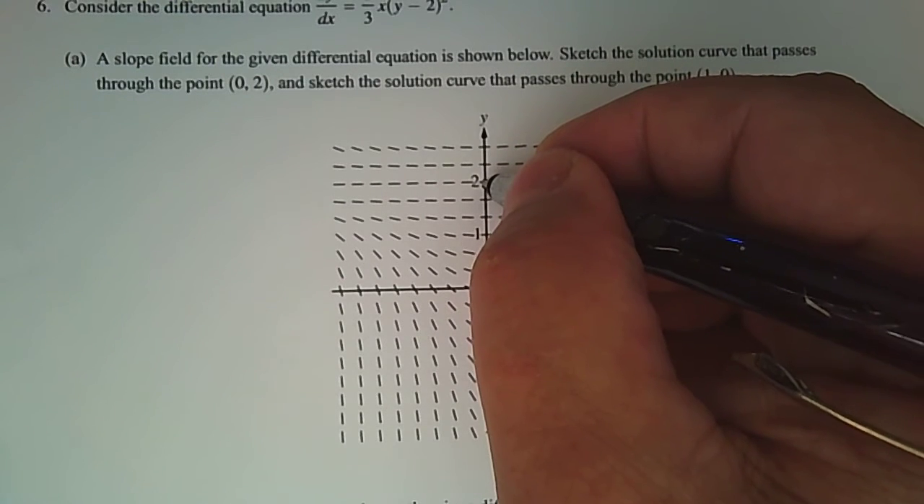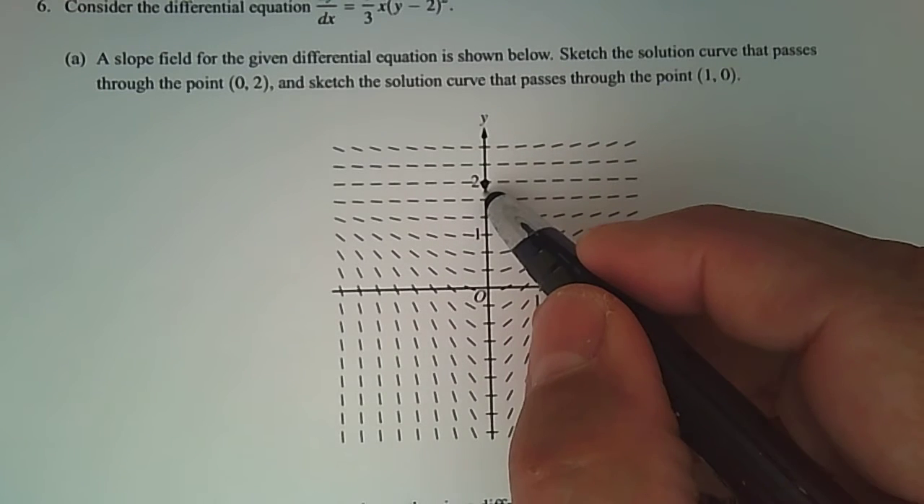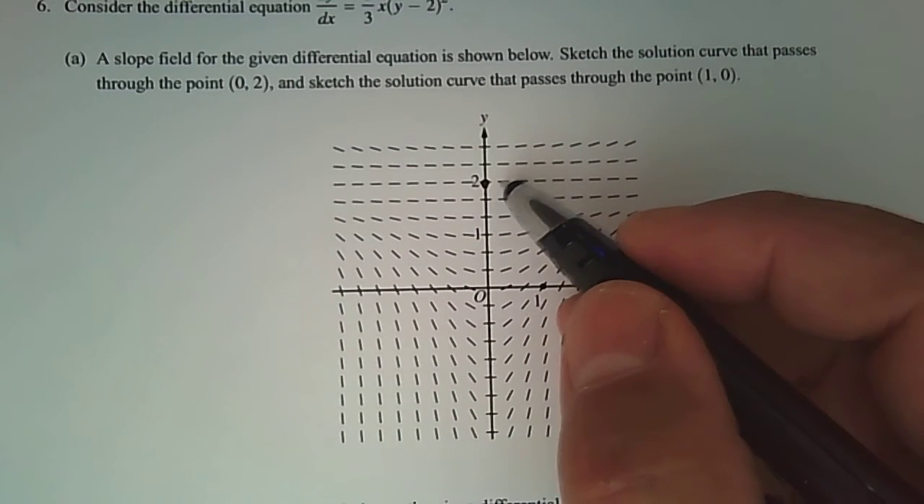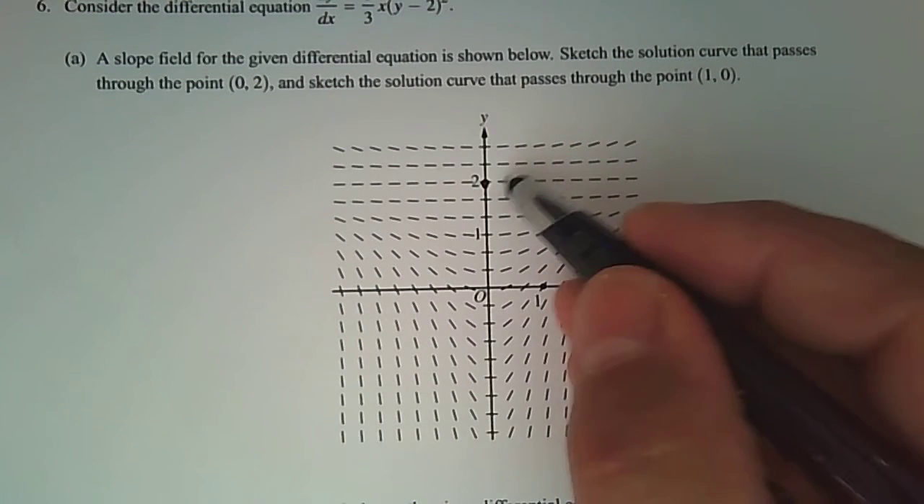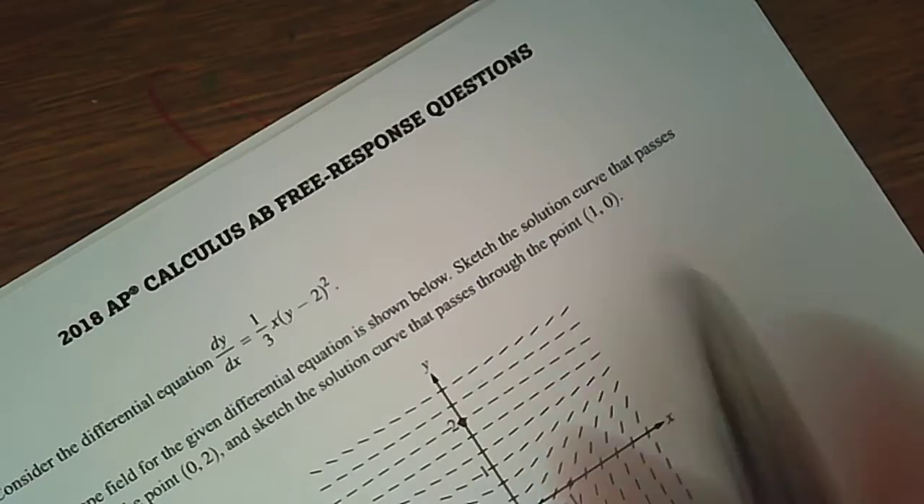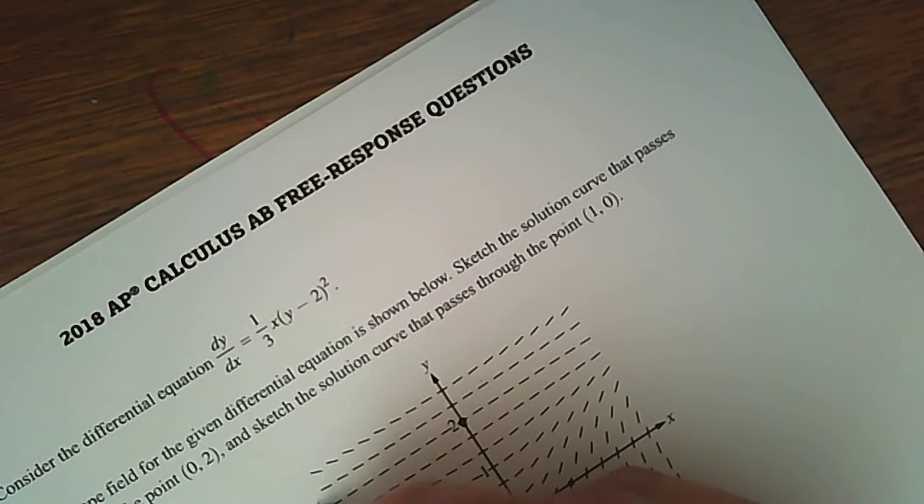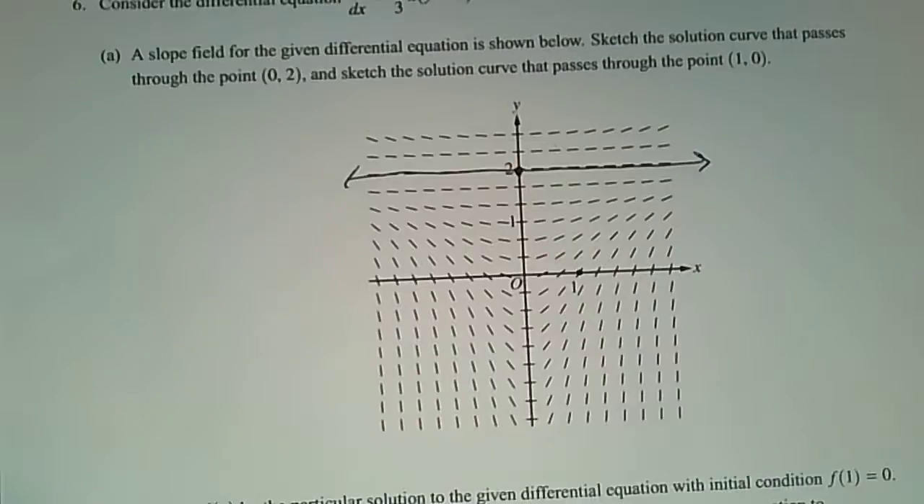So here at 2, what I want you to notice is that it's a horizontal line. Usually that's a turning point. But look, what direction to the right and left are we going? The answer is it's not going up or down. It's just going to be a horizontal line. So the first one, can you draw a solution curve here that goes through (0, 2)?